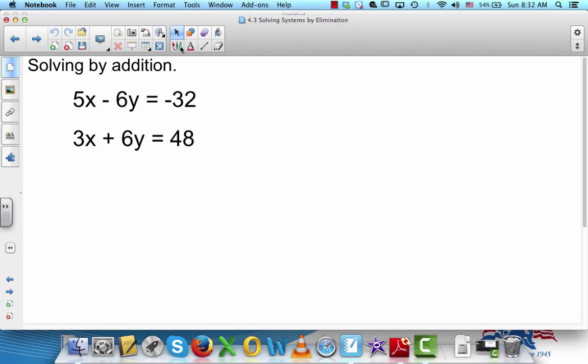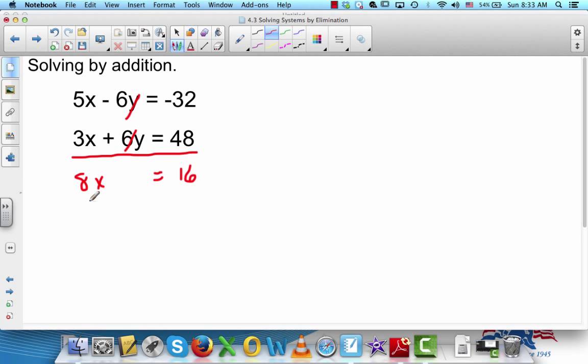So let's look. Let's begin by adding 5x plus 3x, and we get 8x. The negative 6y and the 6y cancel each other out. And 48 and negative 32 make 16. Now we've just got one variable, and you can always solve when you've got one variable. So let's go ahead and do that.